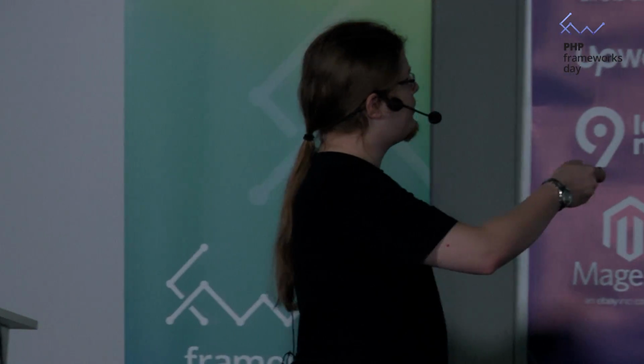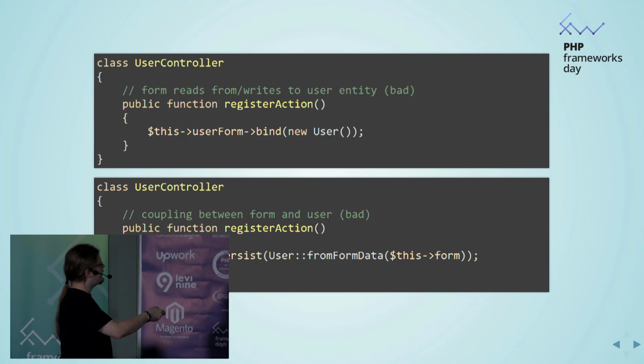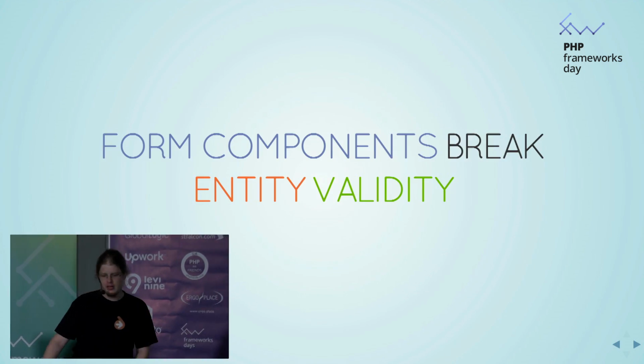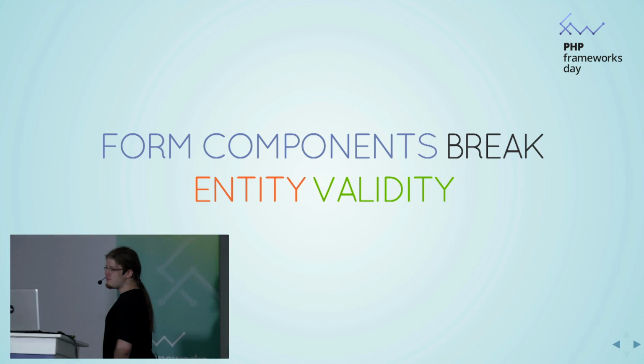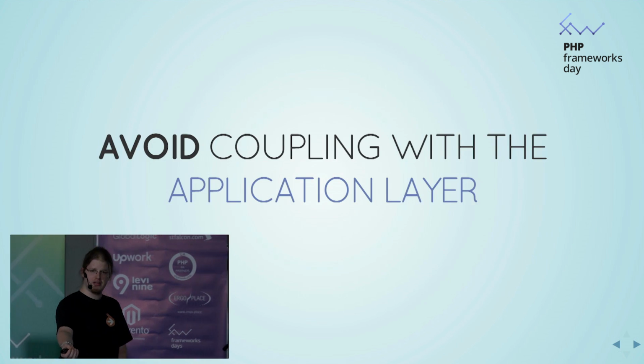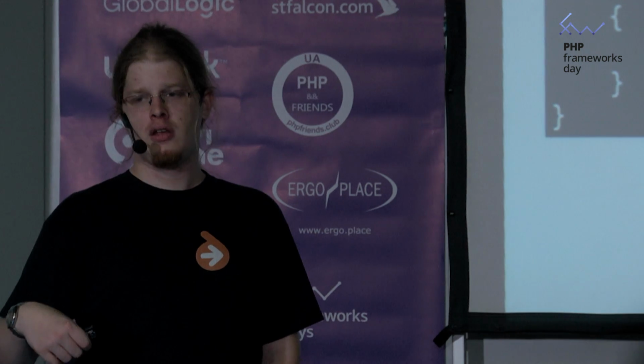You can't avoid it. It will break sometime because people make mistakes. Here we have a better approach. So now we have entity manager persist user from form data with the form. This is also coupling. It's a bit better than the previous one because now our user object has control over how the form works instead of the opposite.